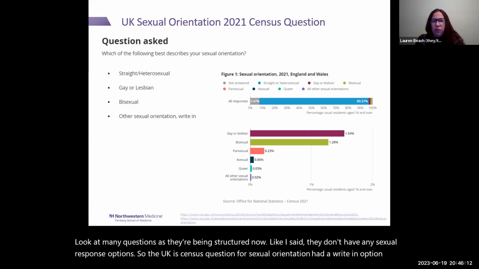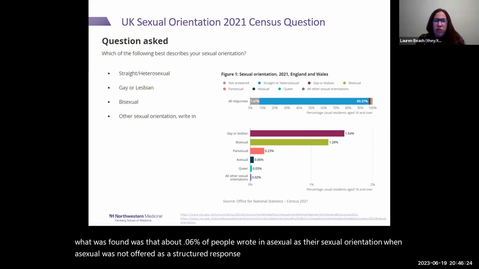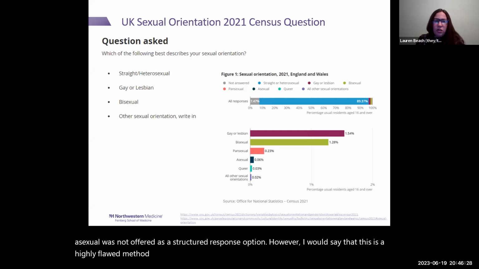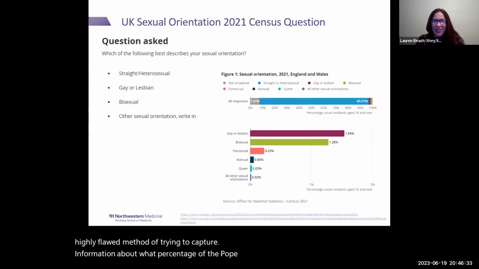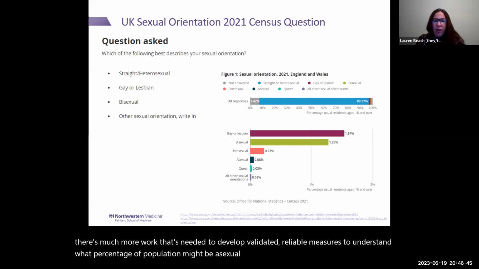And what was found was that about 0.06% of people wrote in asexual as their sexual orientation when asexual was not offered as a structured response option. However, I would say that this is a highly flawed method of trying to capture information about what percentage of the population might identify as asexual. You know, there's much more work that's needed to develop validated, reliable measures to understand what percentage of the general population might be asexual.